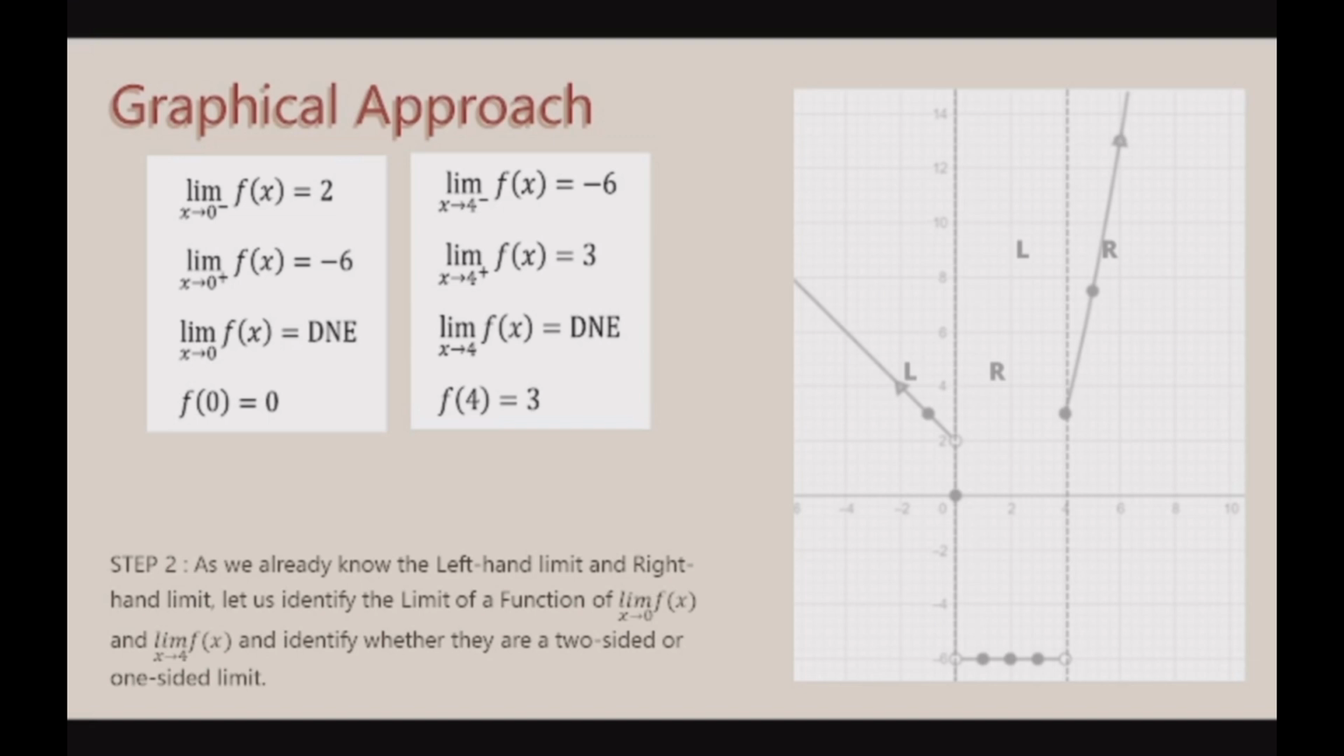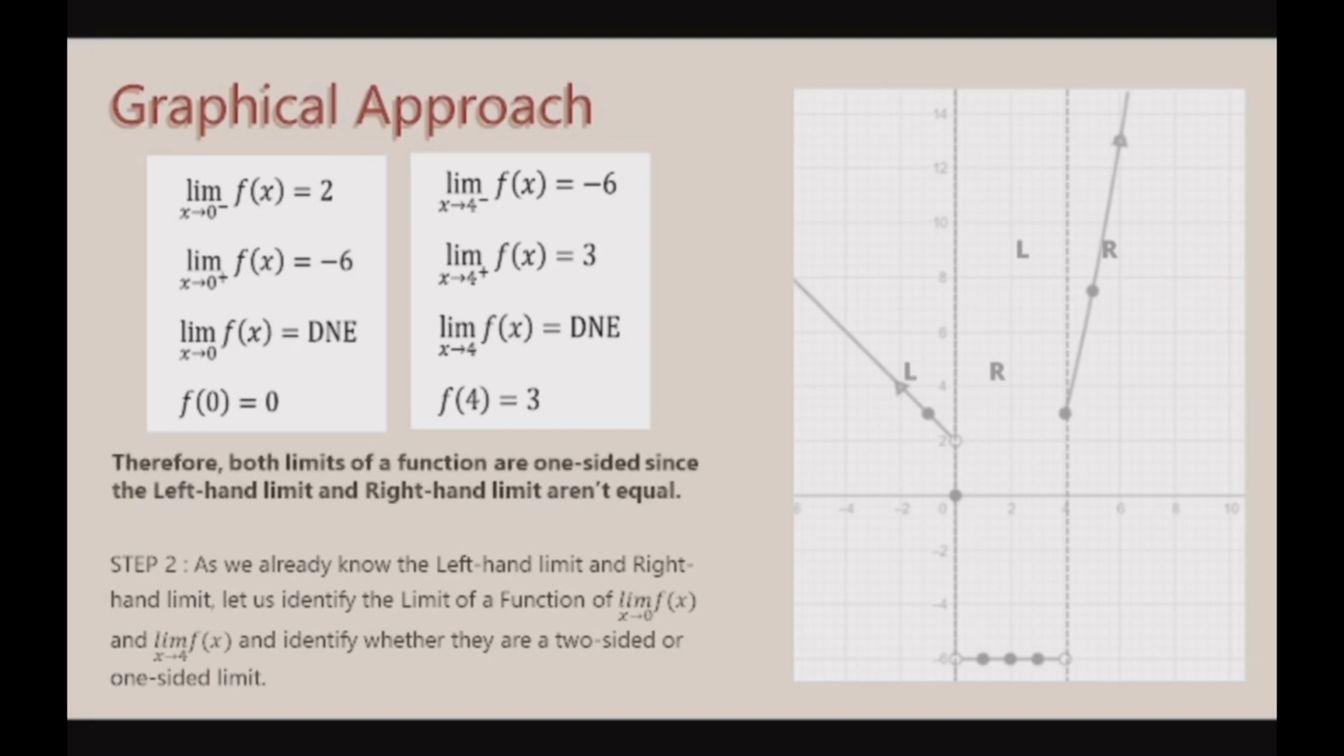Limit of the function f of x as x approaches 4 from the left equals negative 6. Limit of the function f of x as x approaches 4 from the right equals 3. Limit of the function f of x as x approaches 4 does not exist because the limits as x approaches 4 from the left and right are not equal. f of 4 equals 3. Therefore, both limits of the function are one-sided since the left-hand limit and the right-hand limit aren't equal.